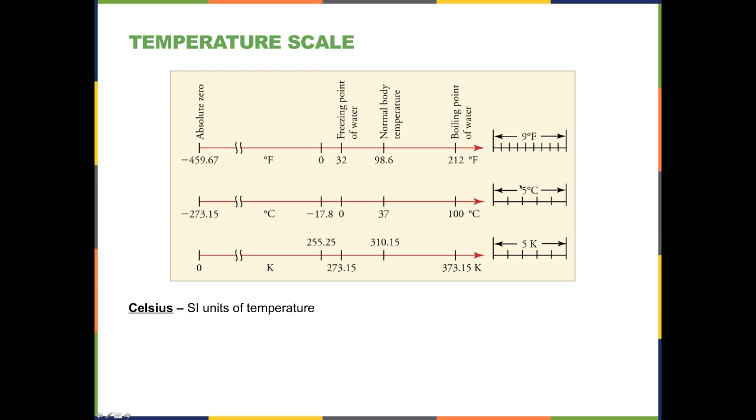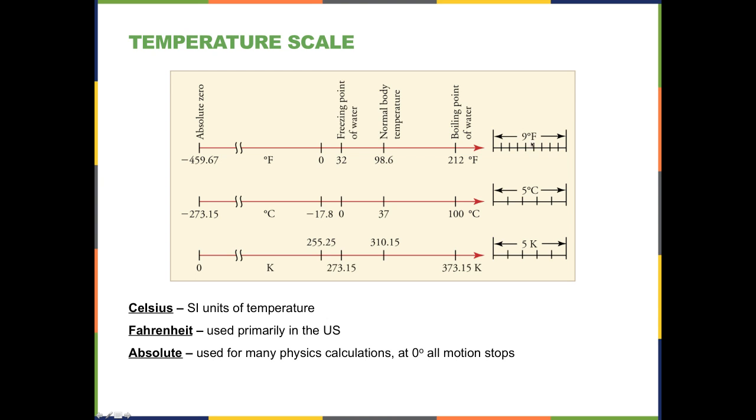Celsius is the SI unit, System International Units, for temperature. Fahrenheit is the unit that is used in the United States. And Kelvin, or absolute, is used in scientific calculations because at 0, all molecular motion stops.